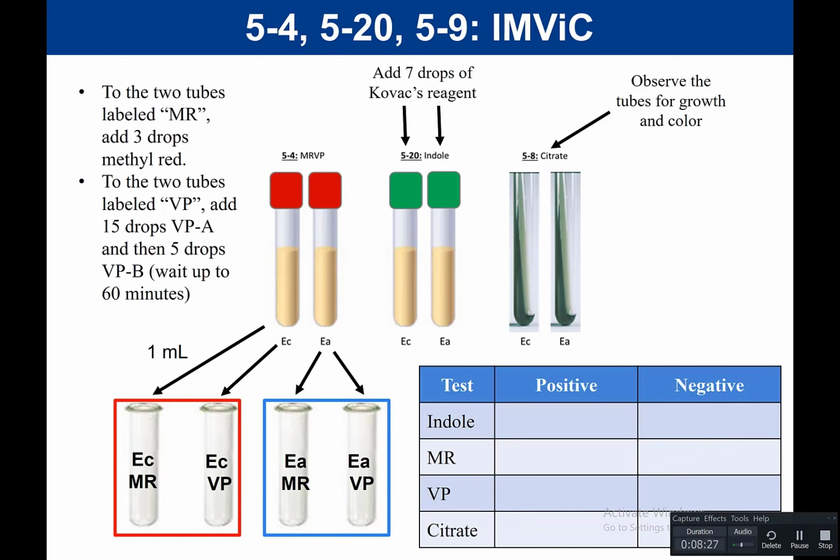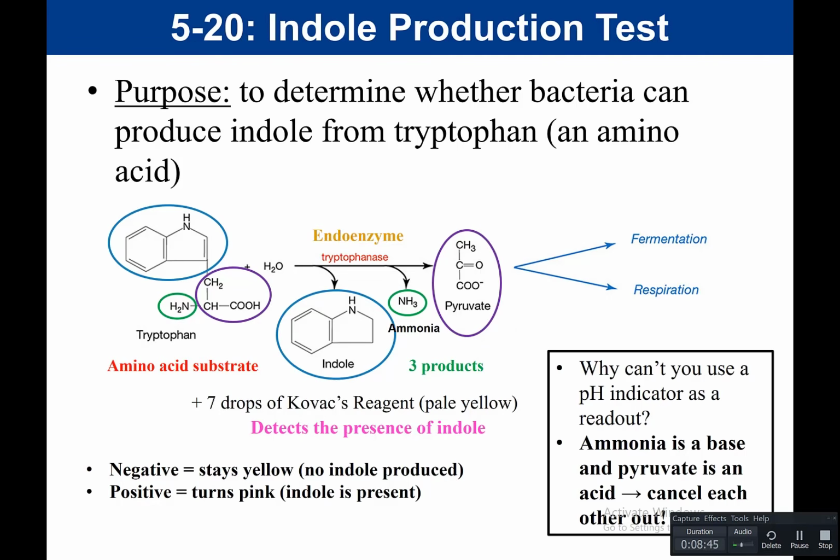So for this experiment, you would want to understand the readouts. This slide is a summary, but I will go into this in more detail for each one of these tests. So you don't have to worry about studying necessarily this slide specifically. So for your indole test, you want to know the purpose, right? The purpose is to determine whether bacteria can produce indole from tryptophan, and tryptophan is an amino acid. So you want to fill out your biochemical sheet, and that is that your substrate is going to be your tryptophan, and tryptophan again is an amino acid.